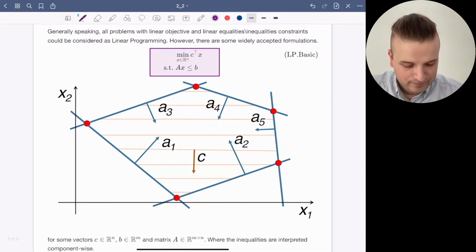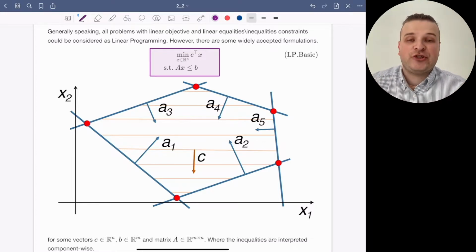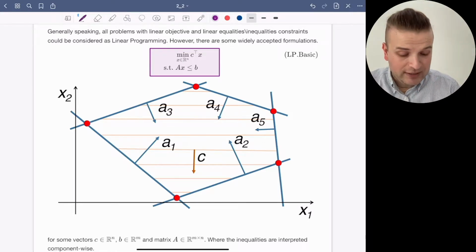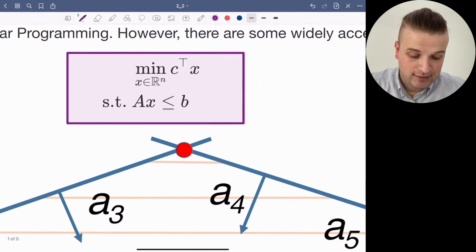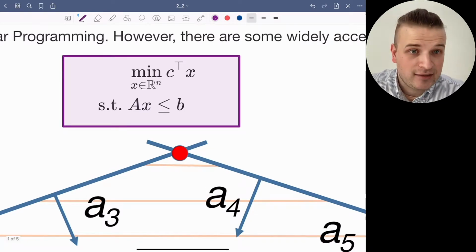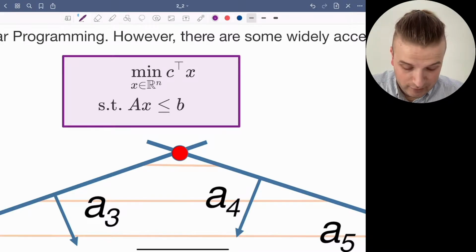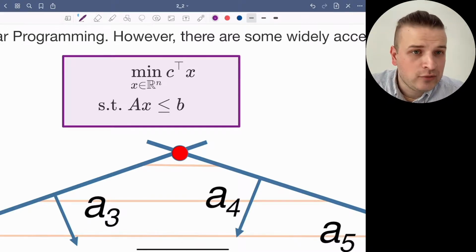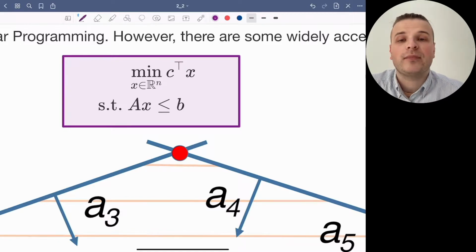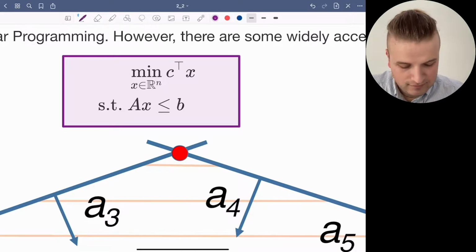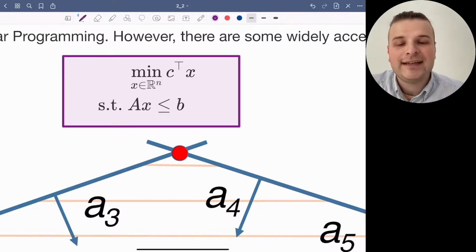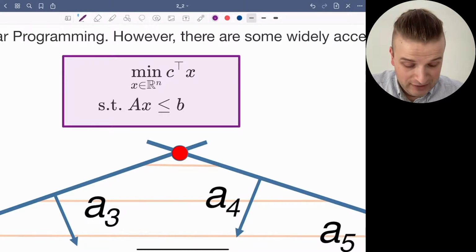And we'll start with a very simple formulation of linear programming: minimization of a linear function, which could be viewed as just a scalar, right? Just a constant vector c multiplied by a vector x, which is a variable here, subject to, or such that, Ax is less or equal than b.